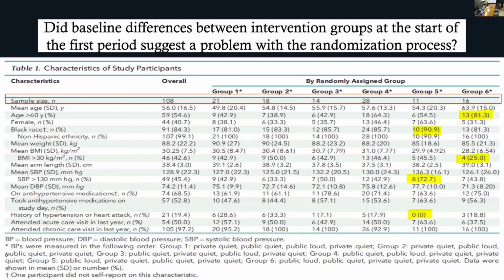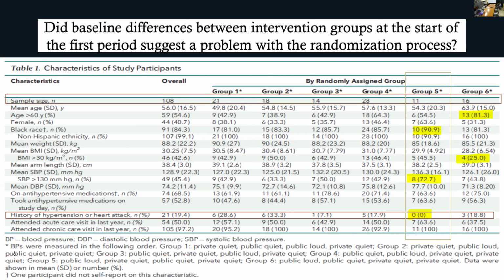Few things to highlight: unequal distribution, and there was a group 5 which had the least number but had 0 people with previous history of hypertension or heart attack. Other thing which was some discrepancy which didn't make sense was the Black race and non-Hispanic ethnicity. That only total 108 participants, but I think there's some mistake in the way they have given 10791.